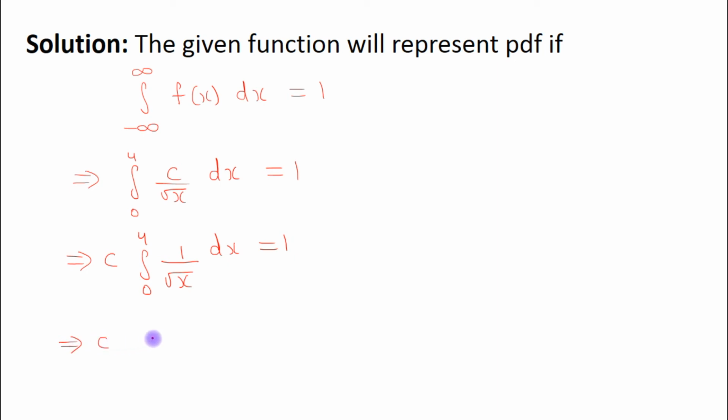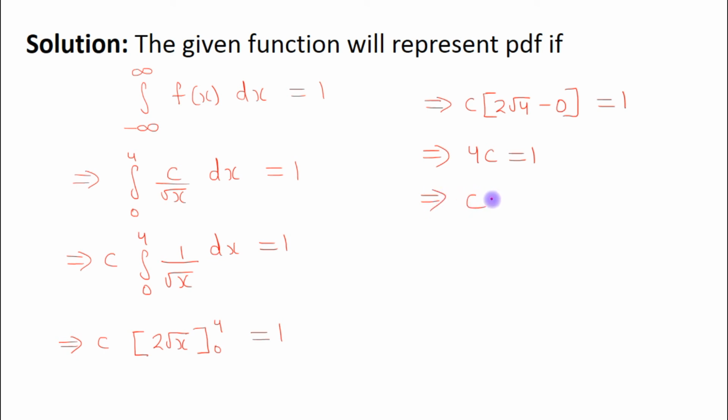Next step, c times the integration from 0 to 4 of 1 upon root x dx equals 1. Then c times the integration of 1 upon root x, which will be 2 root x, from 0 to 4, equals 1. Next step, c times 2 root 4 minus 0 equals 1. It will be 4c, and the value of c is 1 by 4. Fine.